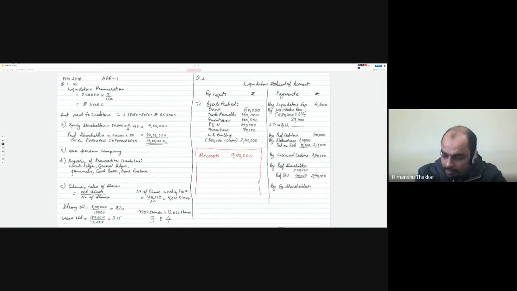payments. Still here we have included preference as well. So the total comes out to 8,89,000. So the money that you have in your hand is 51,000. Okay. Now we need to find capital deficiency.